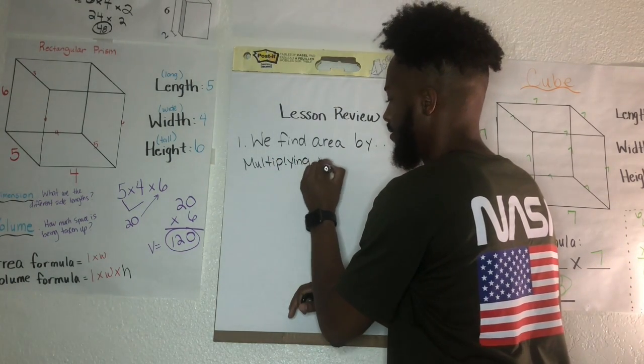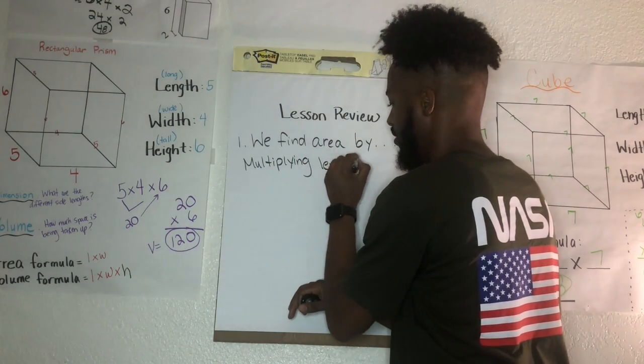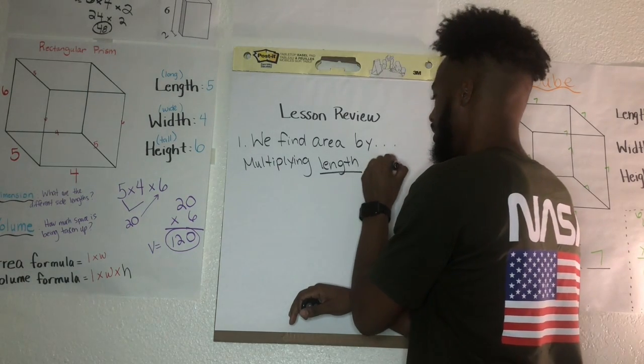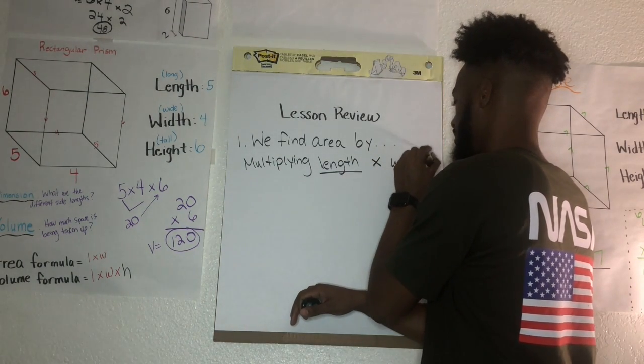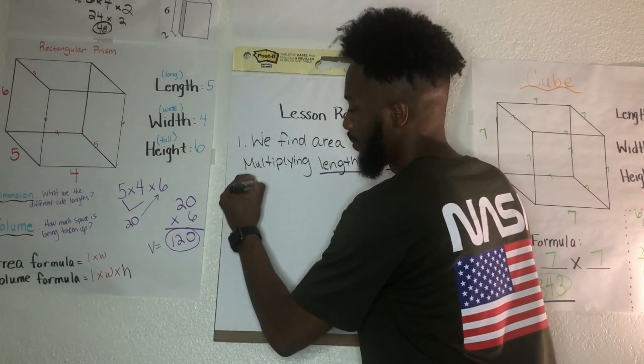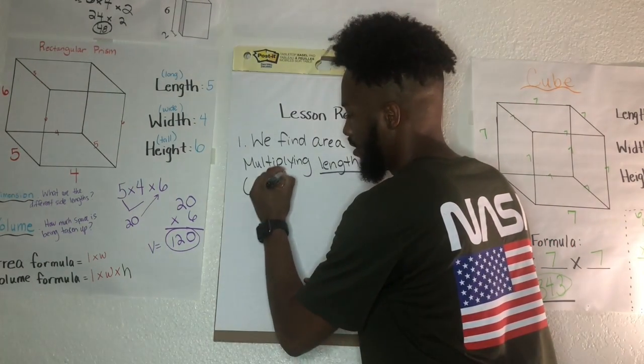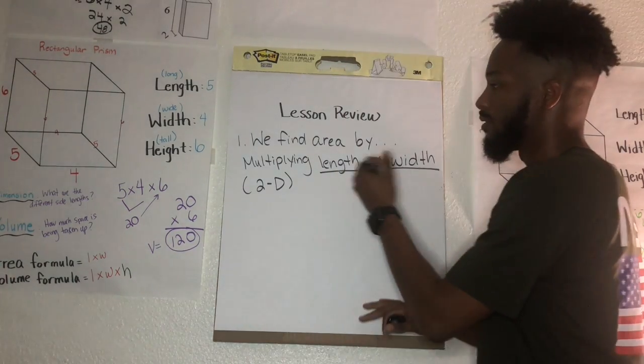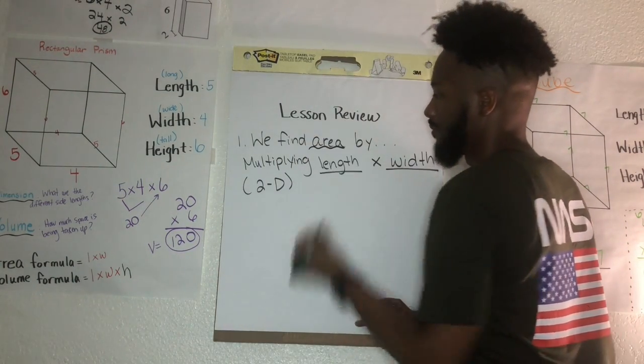Length times width. I'm going to underline those two. And then in parentheses, I'm going to put 2D. We know that those are 2 dimensions that we use to find area, okay?